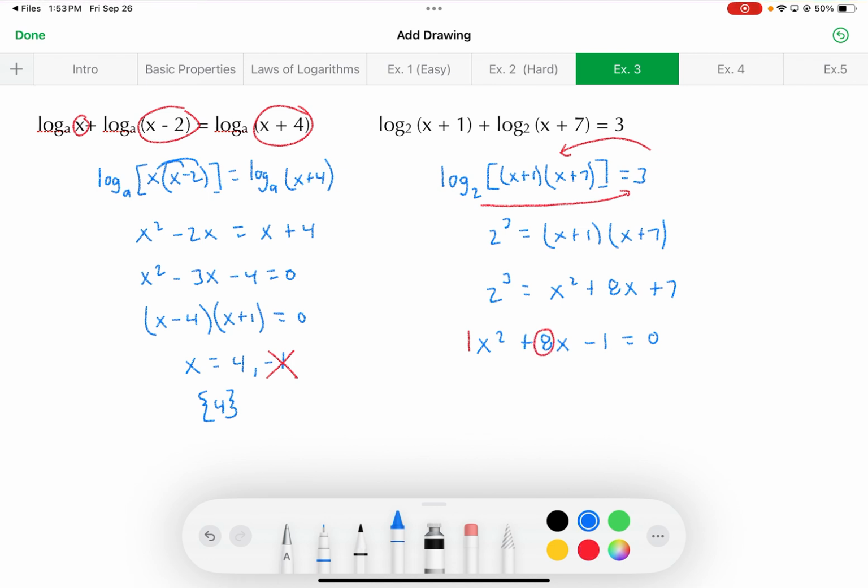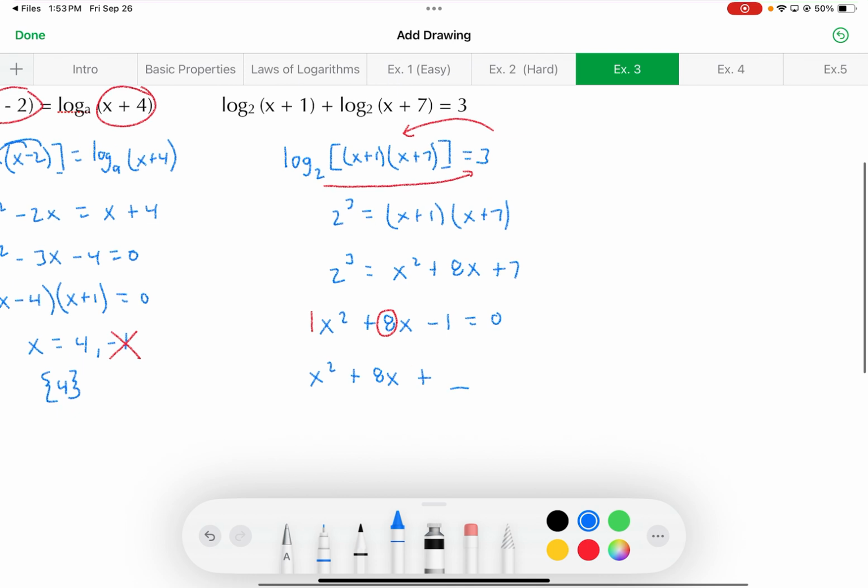Okay, so I would make this x squared plus 8x plus a blank, add the 1 over, add a blank to that as well, right? Because if I'm going to add something on the left side to complete the square, I need to add it to the right to maintain equality. What number would complete the square here?